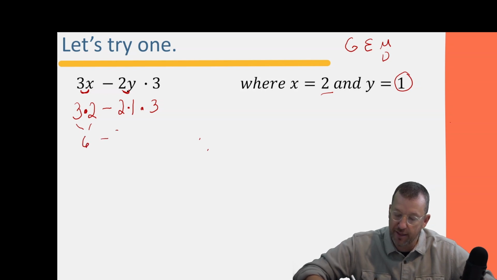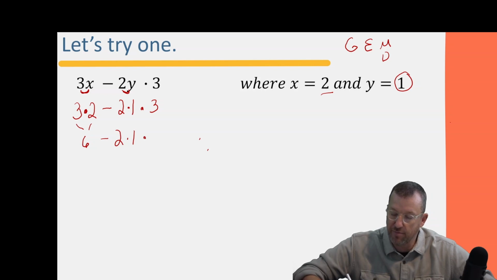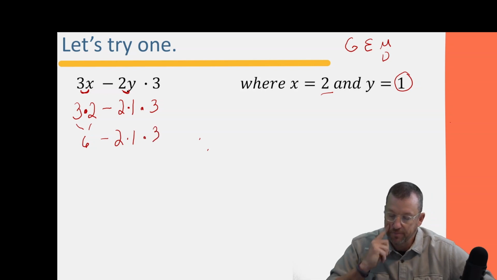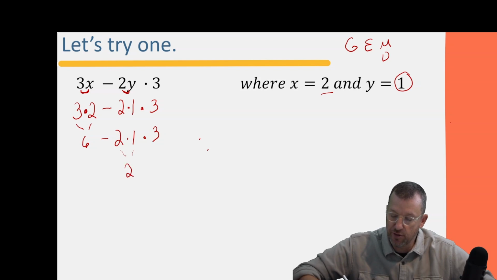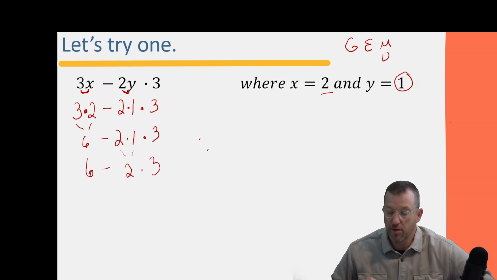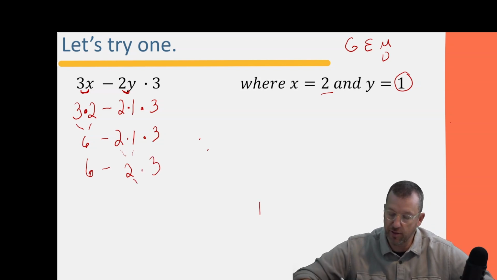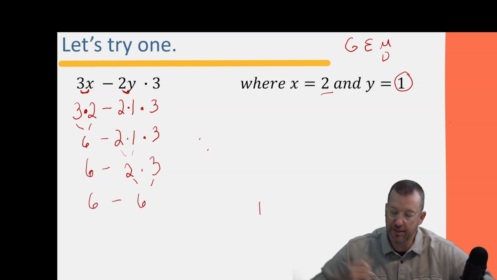Then we write everything else back down, and we know that we have some more multiplication to do. So we say, okay, we have 2 times 1 times 3. So let's go ahead and do this one. That equals 2. And we write everything back down. Okay. We have another multiplication that we can do. So we do that next. 2 times 3 is 6. And so we have 6 minus 6. And then when we say 6 minus 6, that's the last thing we can do, and that would equal 0.